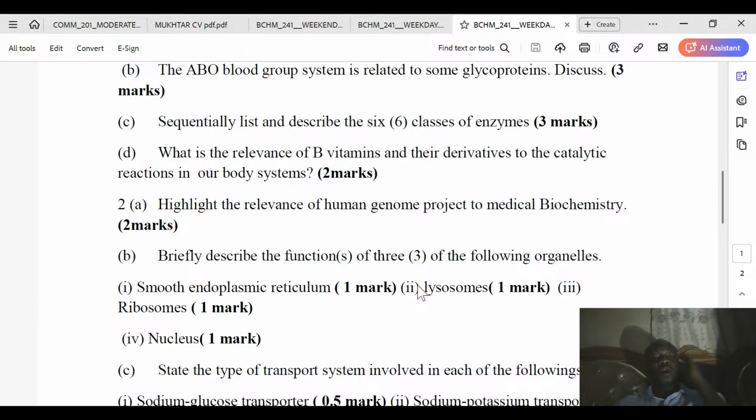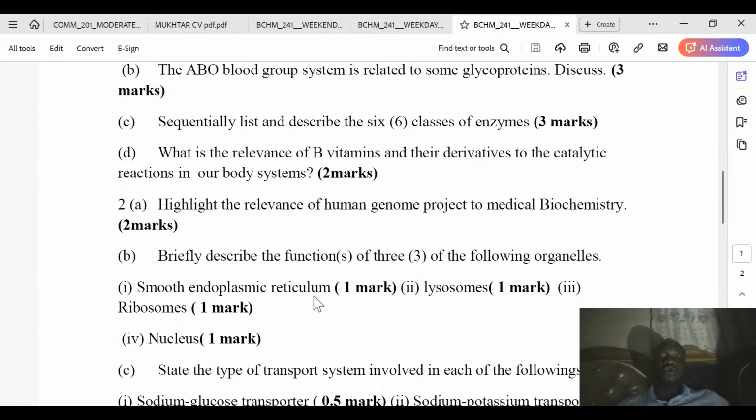So briefly describe the functions of three of the following organelles. We have smooth endoplasmic reticulum, lysosome, ribosome, and nucleus. Let me explain them. One, smooth endoplasmic reticulum is a site where drugs are metabolized. All the drugs that we are taking, we metabolize or process at the smooth endoplasmic reticulum.